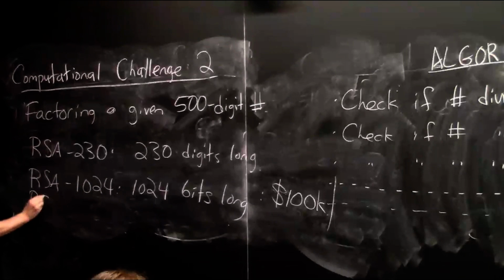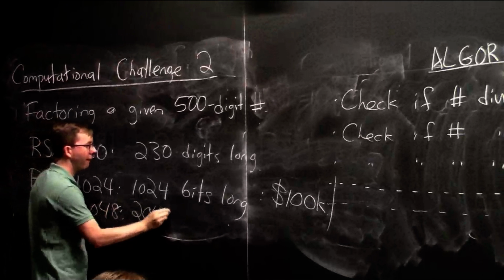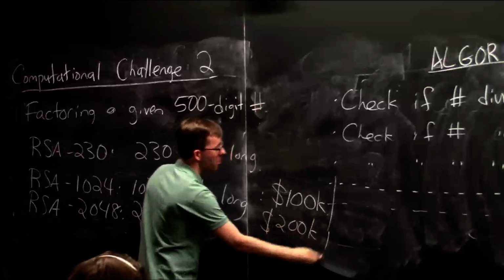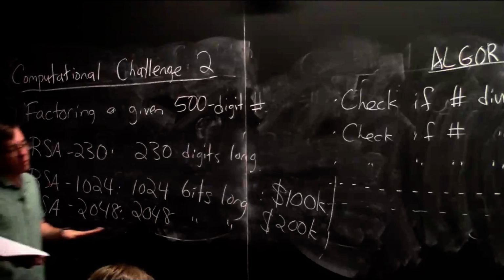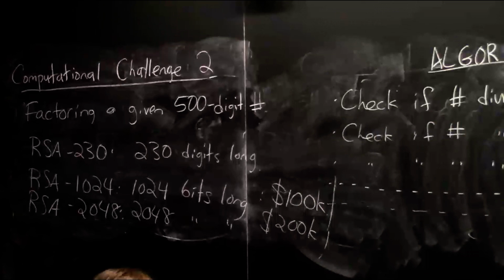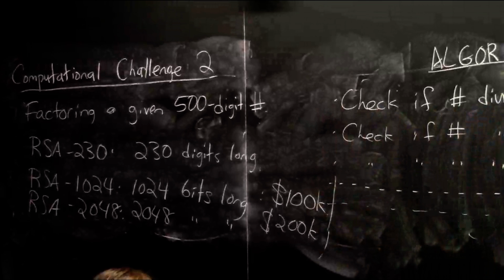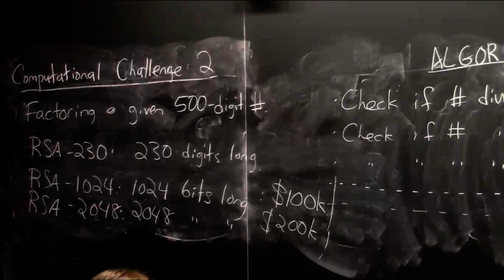But there's RSA 2048, which is 2048 bits long. You only get $200,000 for this one, but this one is totally out of reach. It's impossible, without a breakthrough in an algorithm. If you just use the known algorithm, the number of steps it would take to factor this number is some completely unphysically large number that could never be done in the universe. Well, as I said, that's only if you use the known algorithms.